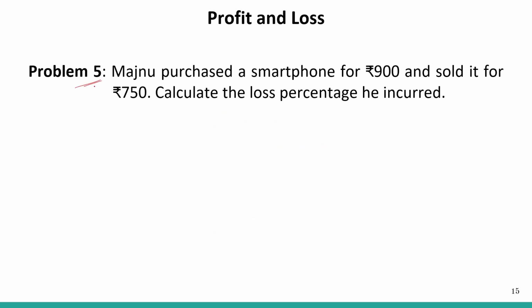So let's see problem number 5. So Majnu purchased a smartphone for 900 rupees and sold it for 750. Okay. So calculate the loss percentage he incurred. Okay. So Majnu purchased a smartphone for 900 rupees and sold it for 750, right? So calculate the loss percentage. So let's see whether it is actually a loss or not. Okay. So this is the cost price, right? And this is the selling price.